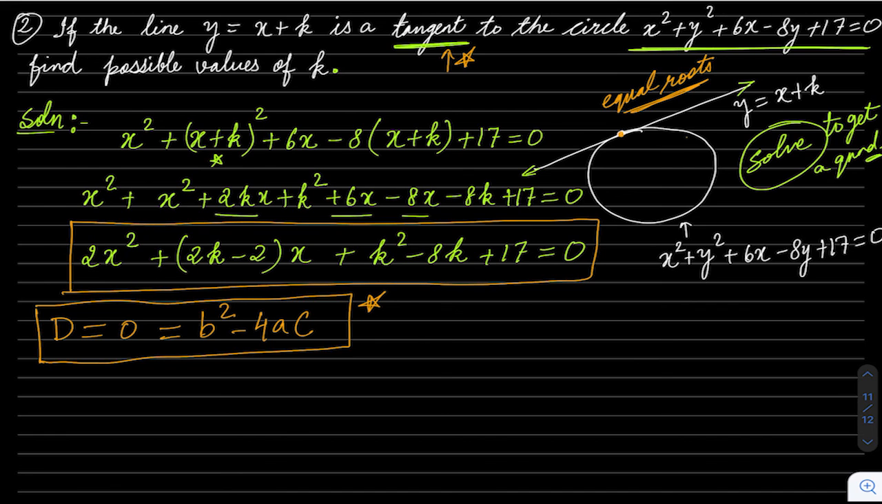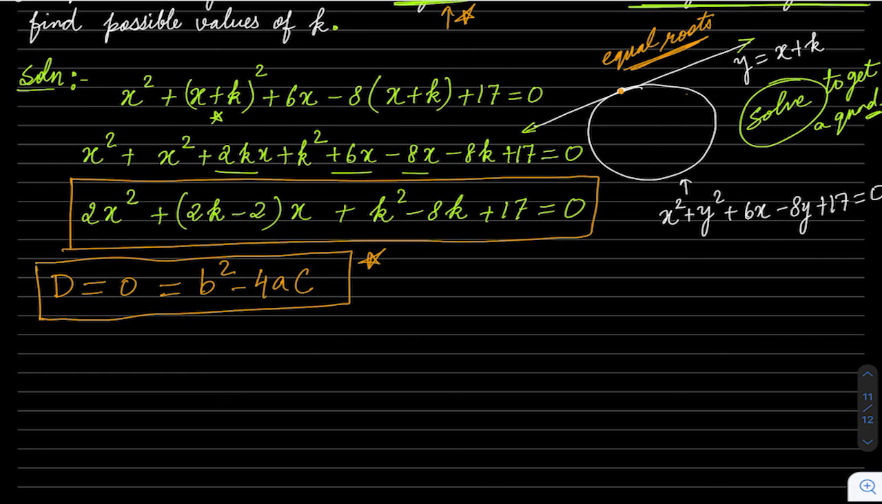They can give a different condition. They can give a secant, then our condition will be discriminant should be greater than 0. And if they say this line is not intersecting with the circle, then we will do discriminant less than 0 because the roots should be non-real. So these are the possible cases or possible questions that they can ask. Okay, so this question is discriminant equal to 0.